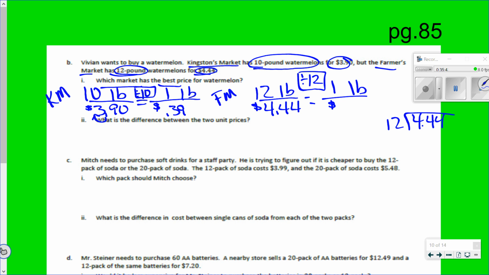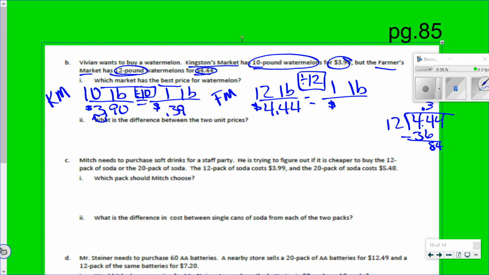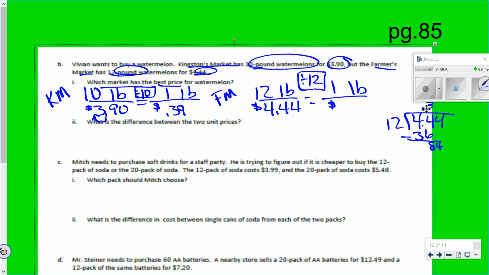Will 12 go into 4? No, so I bring my decimal up. 12 into 44. Yes, how many? 3. 12 into 84. 7. You're right the first time. So that gave me 37 cents.